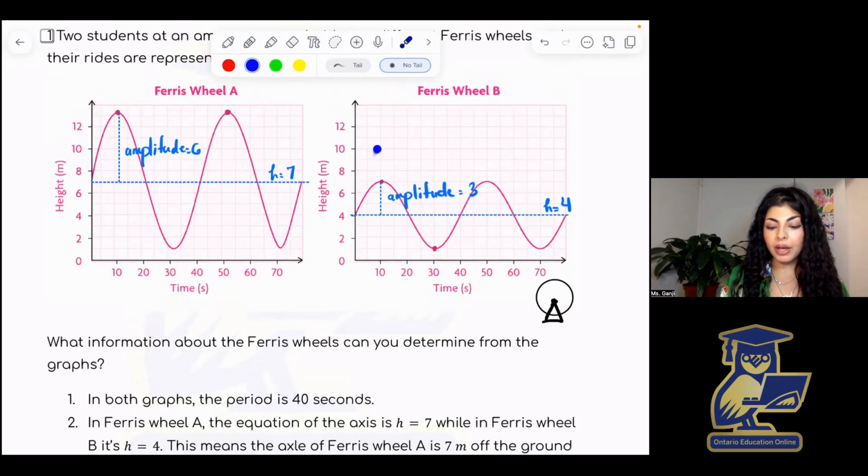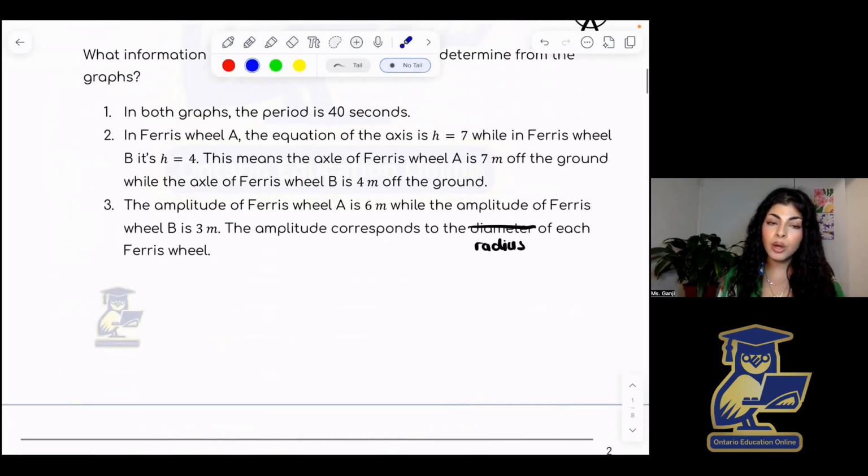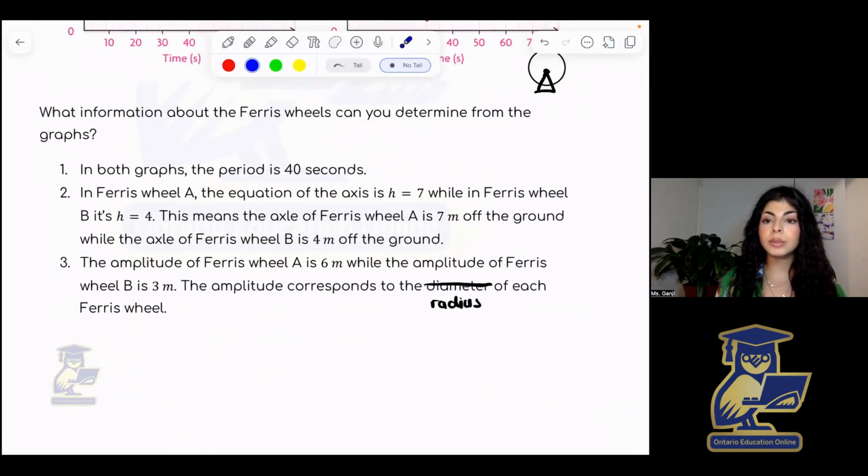So if we have a greater amplitude, which means our radius is greater, which means the circumference of the Ferris wheel is greater, as we can see exactly between these two examples. They have the same period, but because the circumference of Ferris wheel A is greater than the circumference of Ferris wheel B, we can clearly see that the shape here is greater than this shape here over that same time period of 40 seconds.